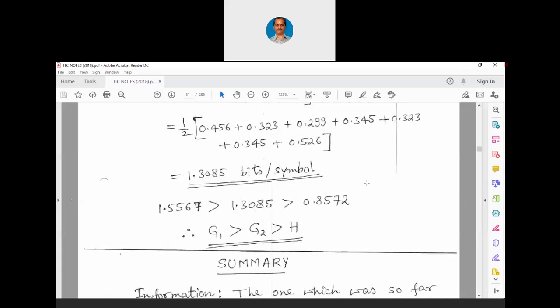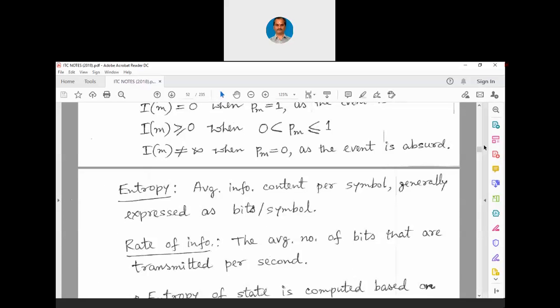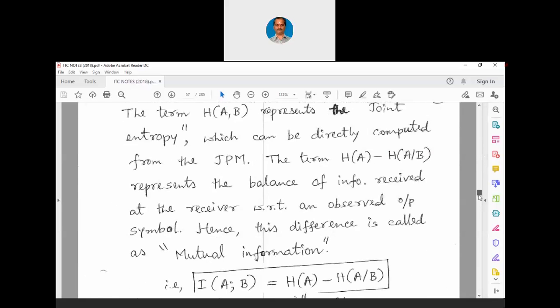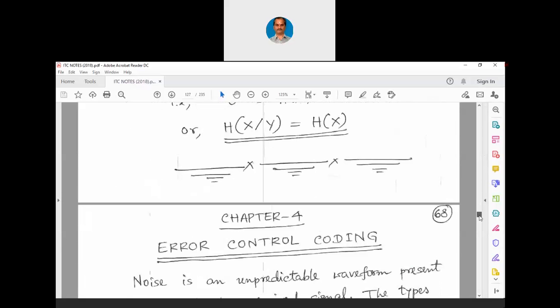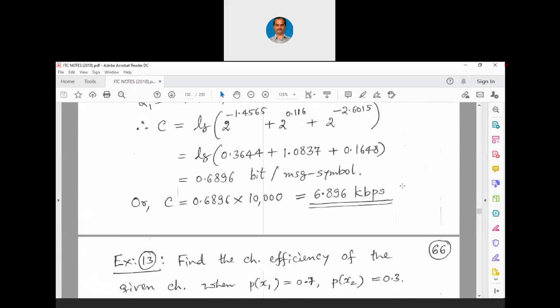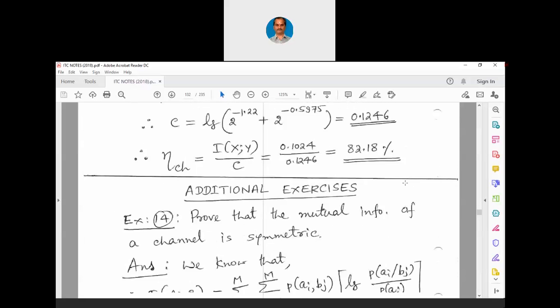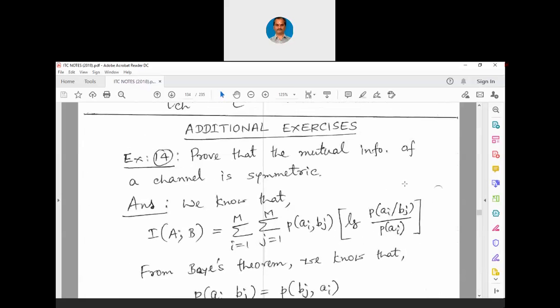Now this is the end of the first module. The other summary I have already discussed earlier. In the second module, I don't have any additional exercises. Let me directly go to the third module. This was the Muruga's method, after which I have additional exercises in the third module.